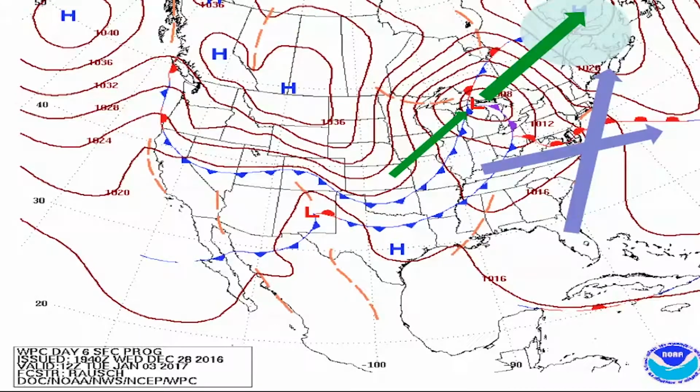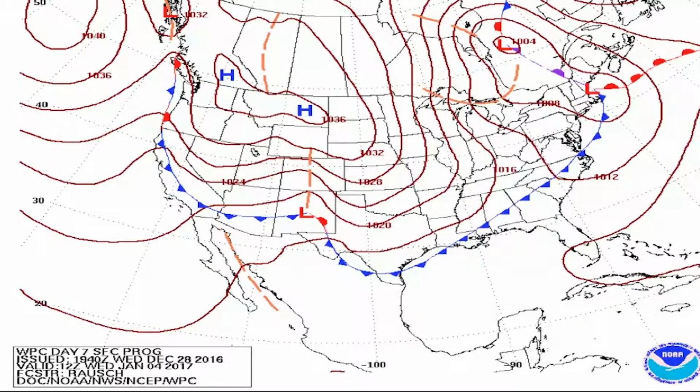We'll be on the south side of it, which is the warm side of it, or the rainy side of it. Here we are on Wednesday, a full week after the day we are forecasting on, and that storm is all the way off to our north.